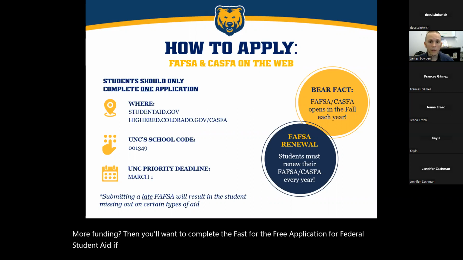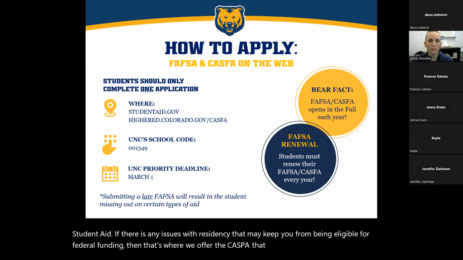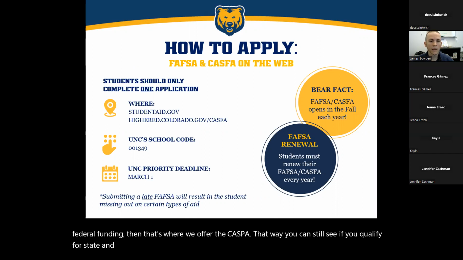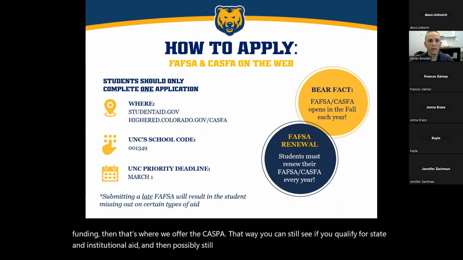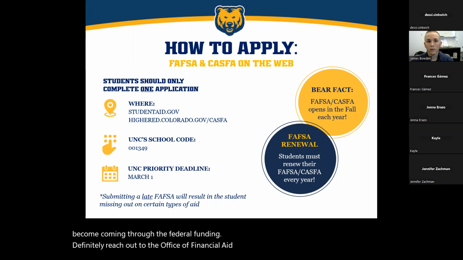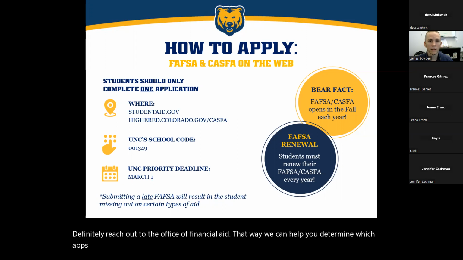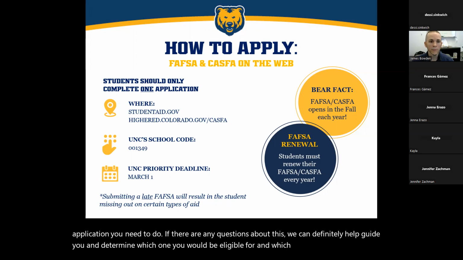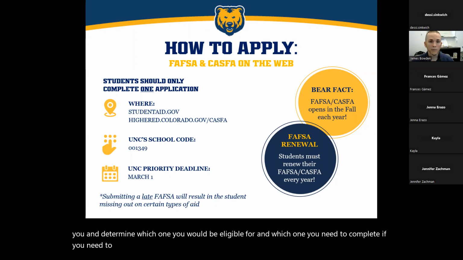If there are any issues with residency that may keep you from being eligible for federal funding, then that's where we offer the CASFA. That way you can still see if you qualify for state and institutional aid, and possibly still receive some help, even though it may not be coming through the federal funding. Definitely reach out to the Office of Financial Aid. That way we can help you determine which application you need to do if there are any questions about this. We can definitely help guide you and determine which one you would be eligible for and which one you need to complete.